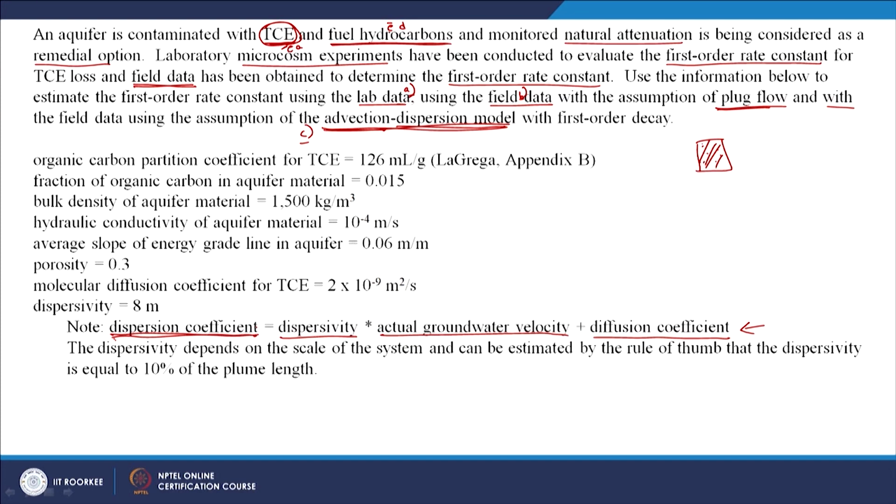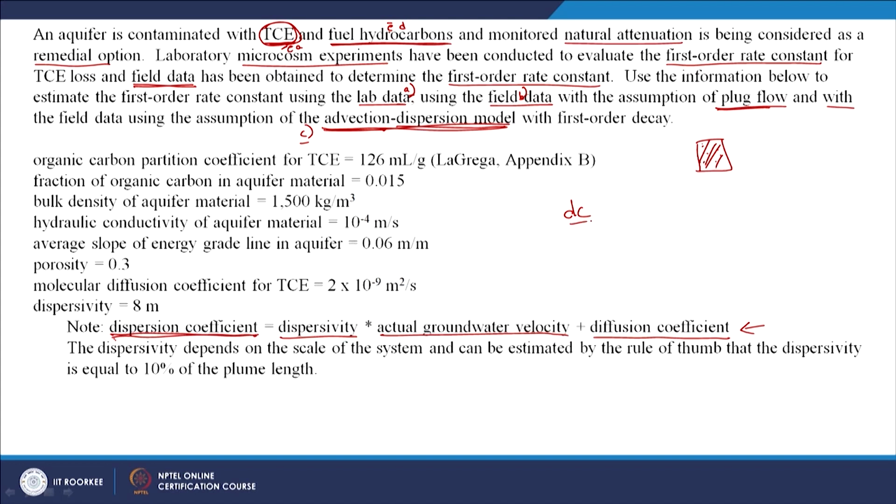Again, what was the fundamental mass balance? It is dC/dt, assuming there is flow in only one direction, so C will change only along the x direction, equal to the diffusion coefficient times the second derivative of C with respect to x, plus or minus any sources or sinks, any rate of formation minus rate of loss. This is the fundamental mass balance equation.